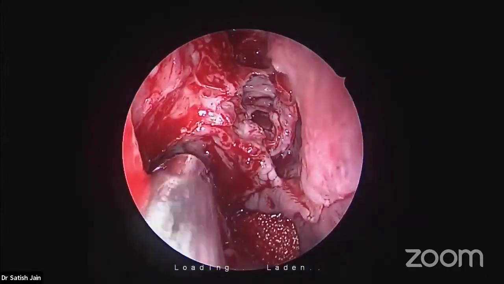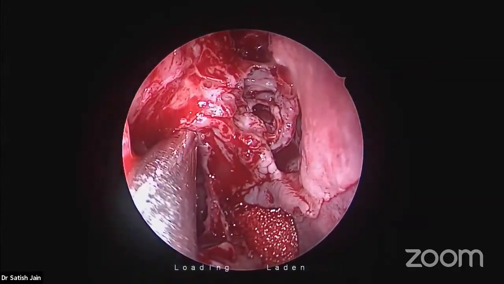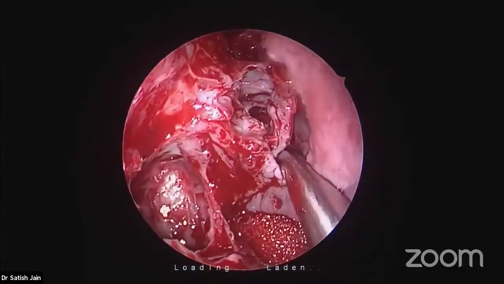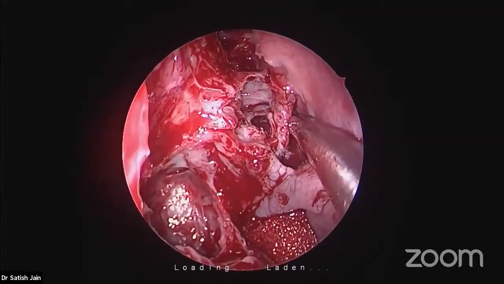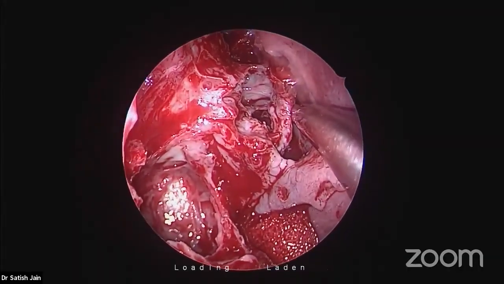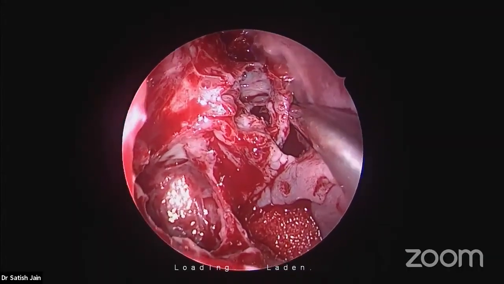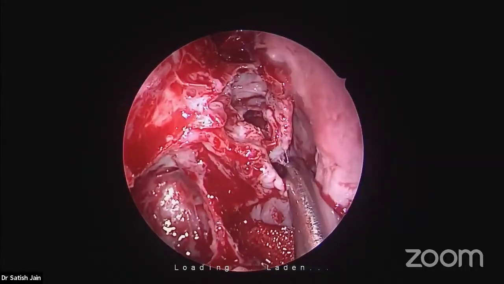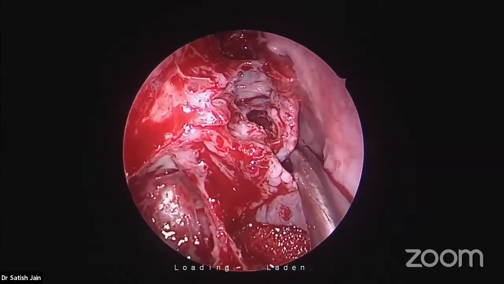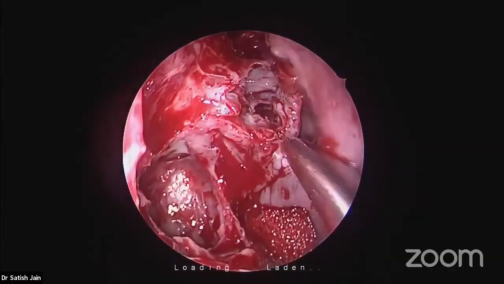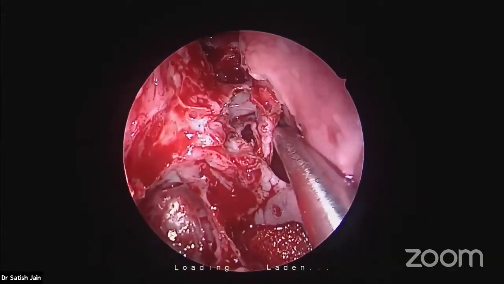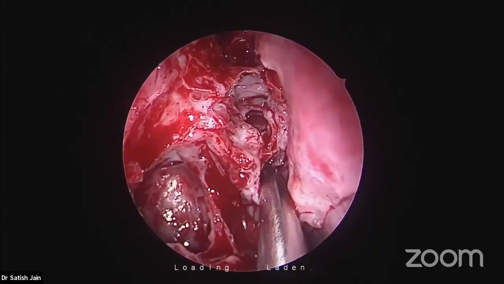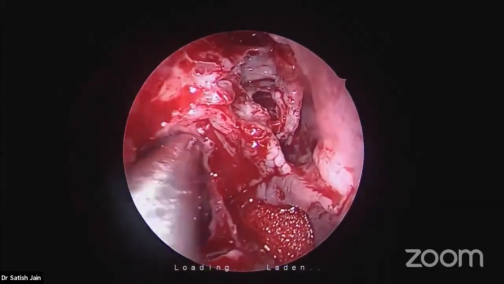Again, I told you this is my life-saving landmark: the maxillary line. If I don't take it into consideration and suppose I look for the sphenoid ostium here, what can happen? The sphenoid ostium is not at the level of the floor of the sphenoid, but high up, close to the roof. If I don't take this line and go above it and open here, I will be right in the skull base. Disaster.